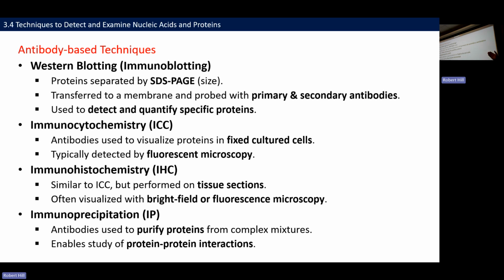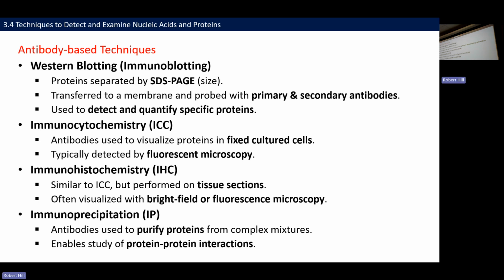Immunohistochemistry is similar to immunocytochemistry, except it's done in whole tissues. So you'll take a tissue slice, put it on a slide, and then expose it to an antibody. So those are the detection techniques. The last one, which is immunoprecipitation, actually allows you to pull the protein that your antibody binds to out of a slurry of proteins. So let's say we take a mass of cells and we break them open. Now we have what's called a cell lysate.